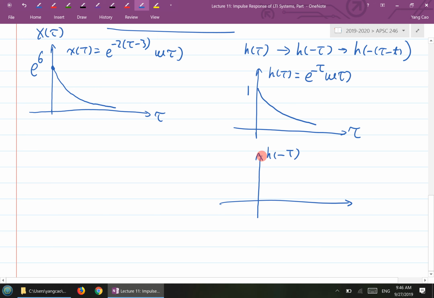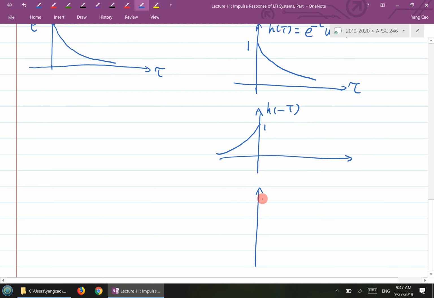Okay. H of negative tau is the mirror of this one. It's the mirror of this curve. And then next is shifting: H of negative tau minus t. Okay.